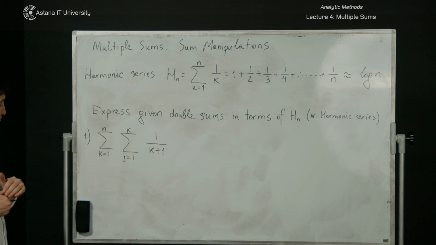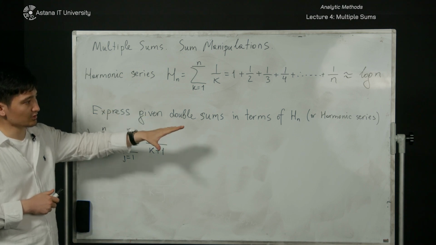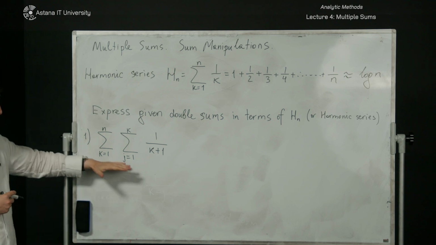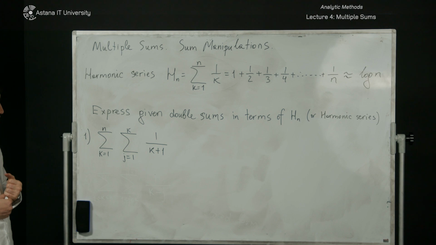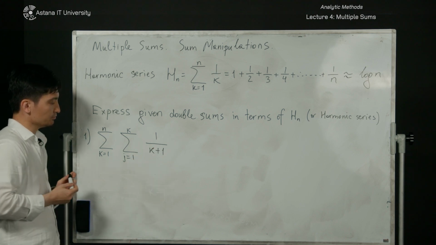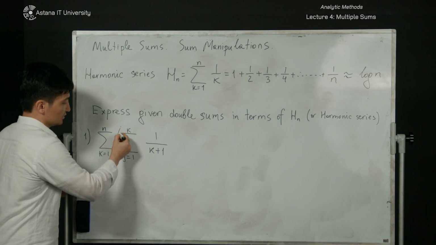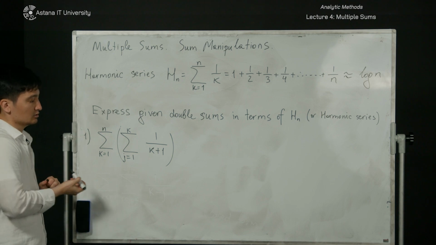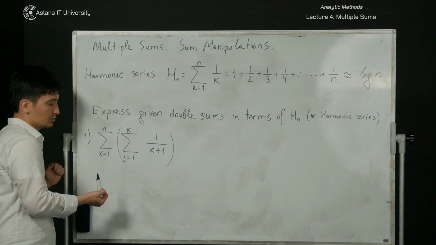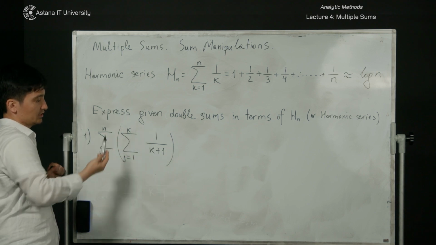Okay, let's consider this problem. Express the given double sums in terms of Hn, the harmonic series. So this is the first one, and we have the second one. If you look at this double sum, you can see that we have this term 1 over k plus 1 and this inside sum, right? So we're going to consider the inside sum first. You see that the index of the sum changes by j, right? So j from 1, 2, 3, 4, and so on until k.